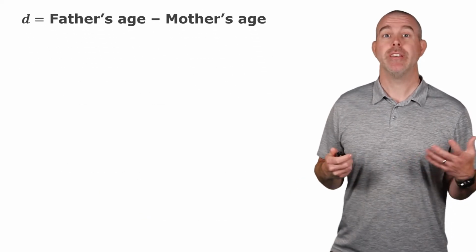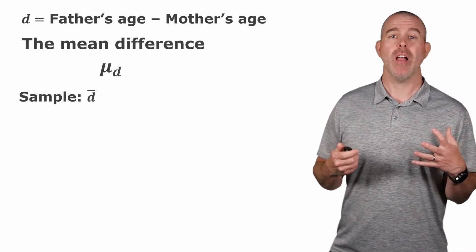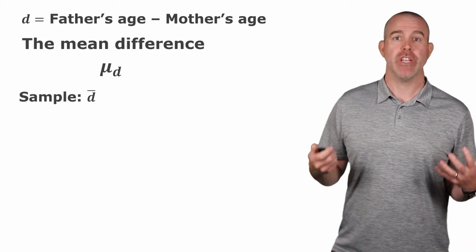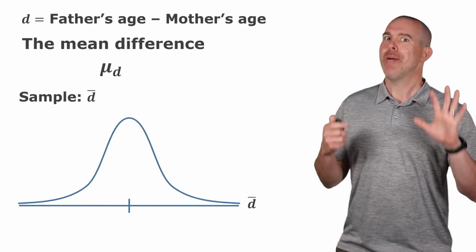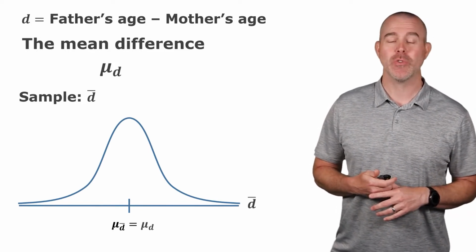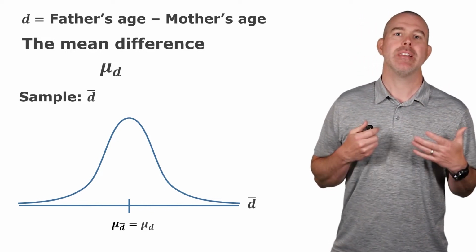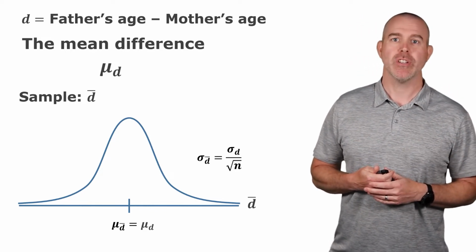So let's talk about the distribution for the mean difference. At the sample level, we'll call it d bar, the average difference. This is going to shock you, but under certain conditions, that average difference is approximately normally distributed, where the mean average difference will be the same as the population average difference.